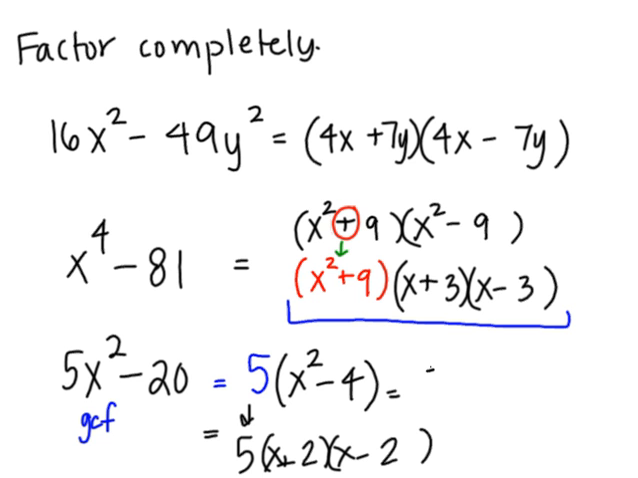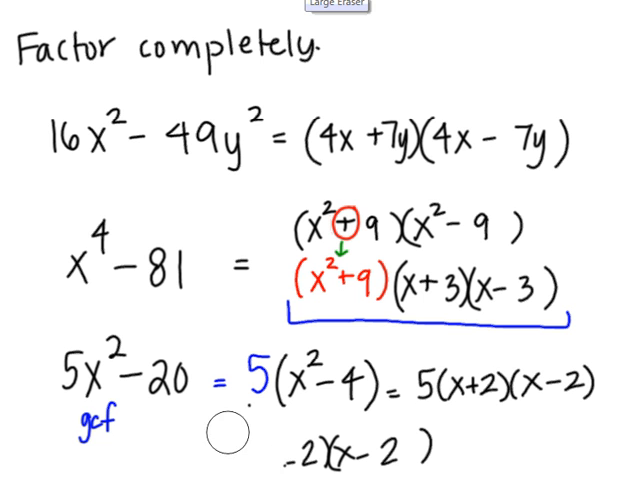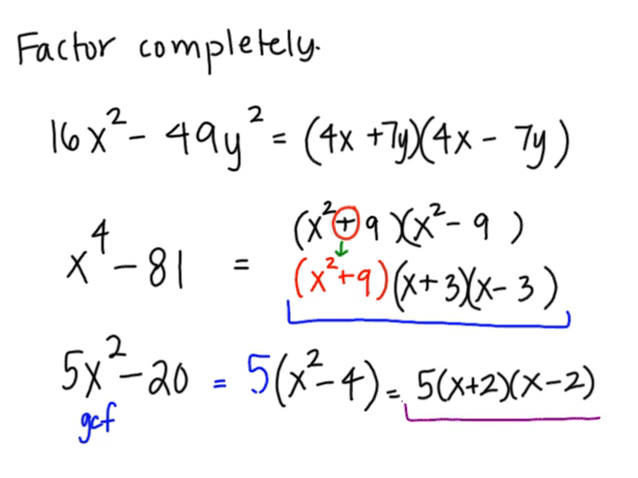It kind of went off the bottom of the screen, so I'm going to rewrite it. So your final answer for this particular problem would be 5 times x plus 2 times x minus 2.